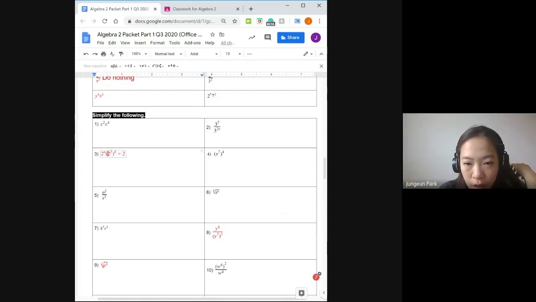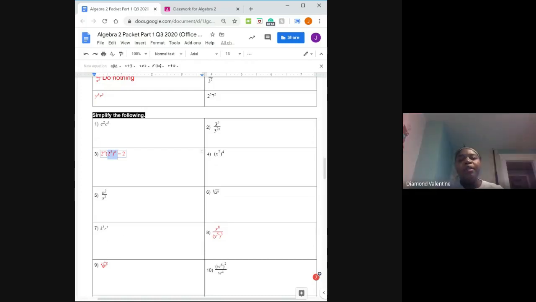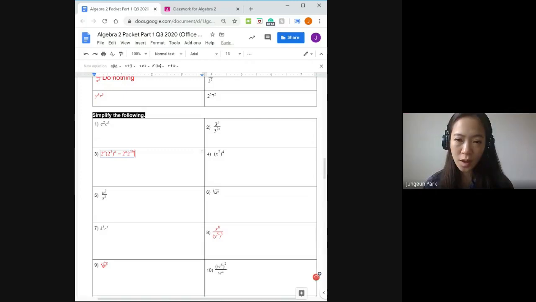So let's take a look at the second part here. What kind of rule would it be? 2 to the third to the b. We had product rule, quotient rule. I feel like it would be the one where you would have to multiply that. So it would be 2 to the 3b. 3b, very good. And now we're multiplying these two together.